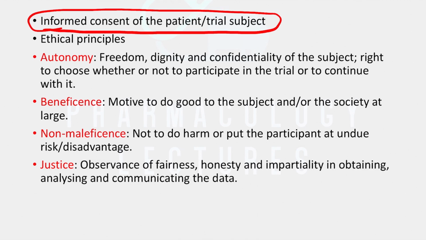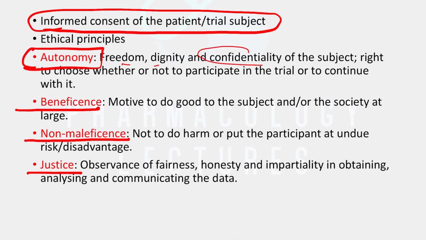There are 4 ethical principles you need to follow in clinical trials, and these are autonomy, beneficence, non-maleficence, and justice. Now let's talk about them briefly. What is autonomy? Autonomy means freedom, dignity, and confidentiality of the subject. So the subject's freedom, dignity, and confidentiality should be maintained, and that subject has a right to choose whether he or she wants to participate in a trial or not. So it's her or his wish to participate in the studies. You cannot pressurize them to participate in the studies, and you need to maintain the confidentiality. So that is about autonomy.